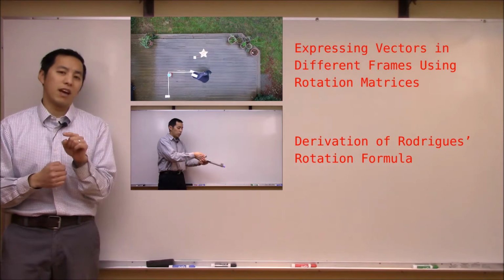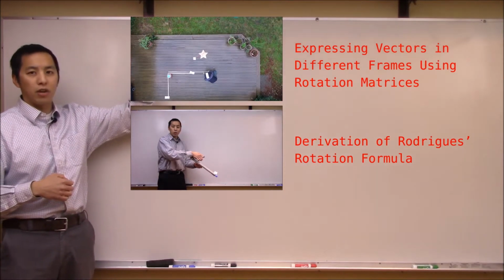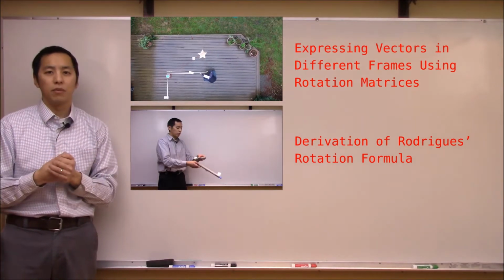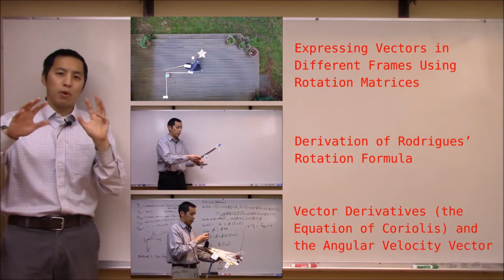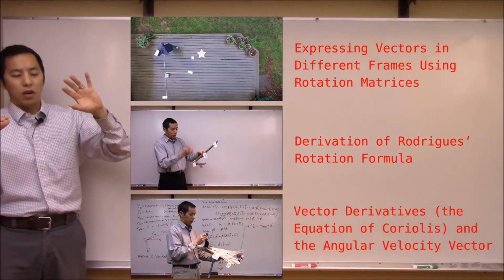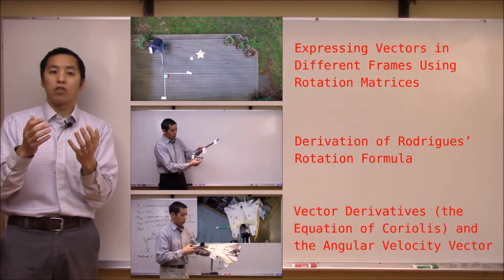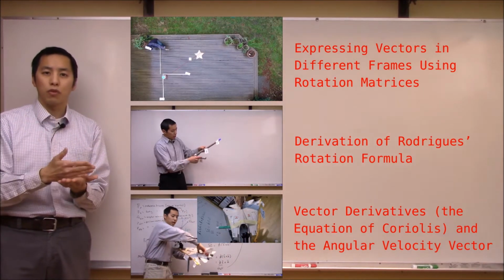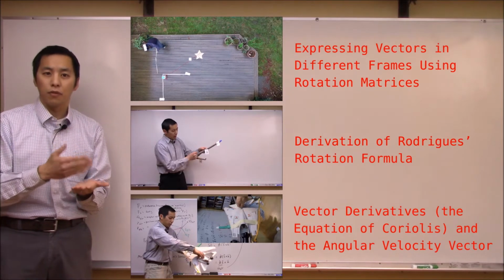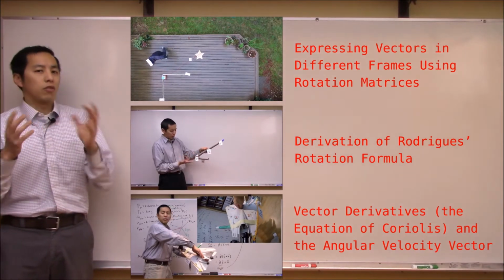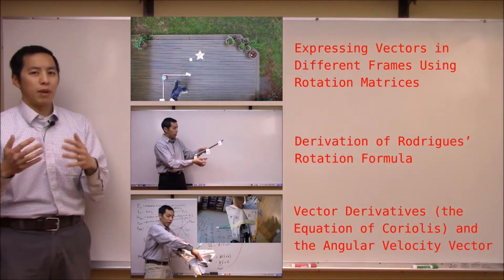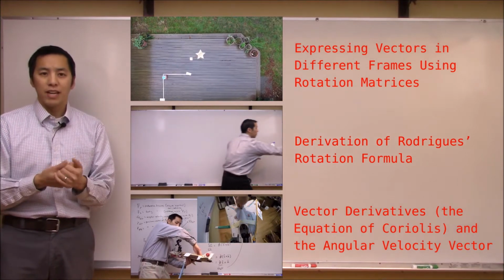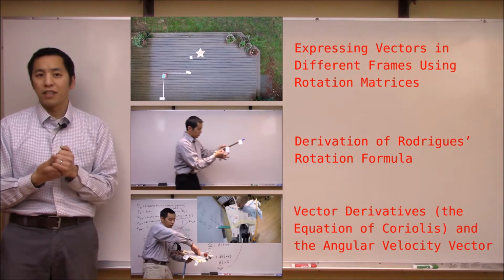Again, if you want to see that video, here's another card, click on that and it'll take you to that video. Thirdly, we took both of those concepts and finally put them together to start looking at vector derivatives, or how do these vectors change with respect to an observer in different frames, right? So that was also known as the more popular name of maybe the equation of Coriolis, right? Again, click on the card if you'd like to see that video.